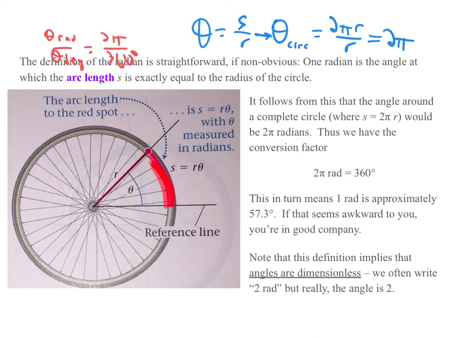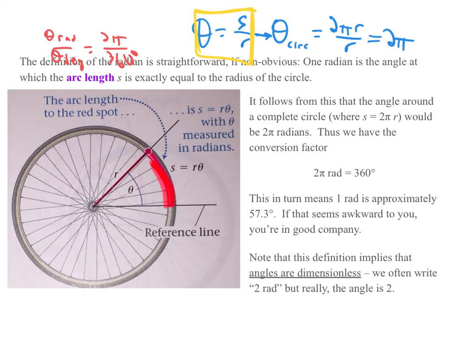If that seems pretty awkward to you, you're certainly not alone, but nature does prefer this. Also notice, and this is kind of bizarre, but in this definition, if theta is s over r, well, s is measured in meters and r is measured in meters, so theta is measured in nothings.